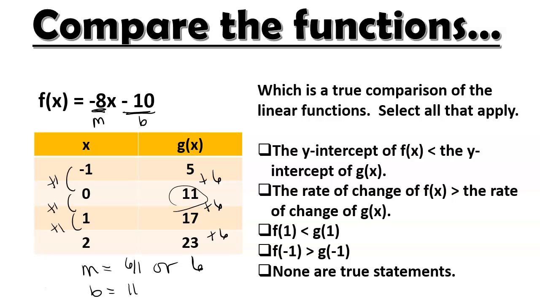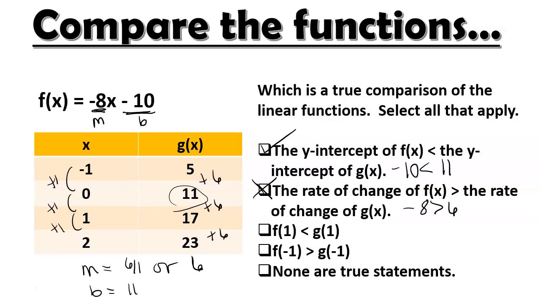Which is a true comparison of the linear function? Select all that apply. The y-intercept of f of x, that's my equation, and my y-intercept is negative 10. I'm going to write negative 10 is less than the y-intercept of g of x. G of x is my table, and that's 11. So negative 10 is less than 11. Yes, that is true. The rate of change of f of x, that's negative 8, is greater than the rate of change of g of x. We found that already, that's 6. Negative 8 is greater than 6. Nope, that is false.